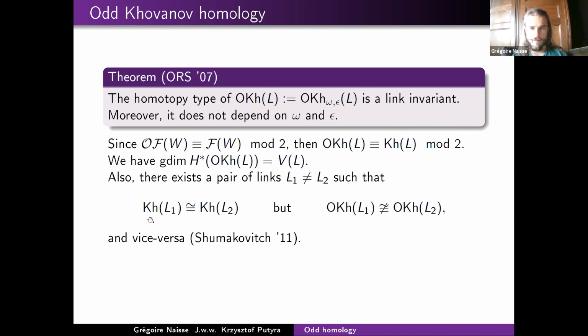I don't remember what kind of links. I don't have the example. I think they are reasonable, like, I don't know, I want to say they're like 10 crossings or something, yes. I had something like this in mind, but I don't want to take the risk.